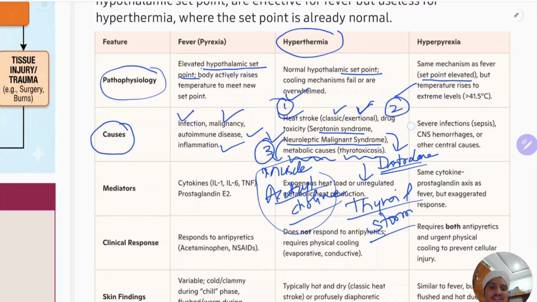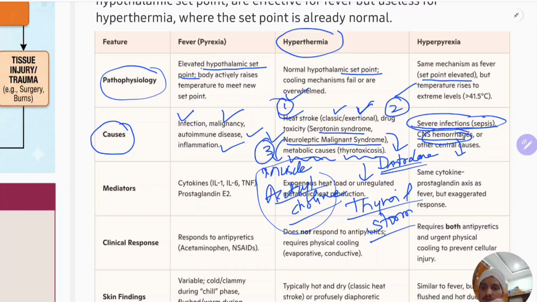Hyperpyrexia you can see classically in severe infections like sepsis, or CNS hemorrhages. These two are important causes. And CNS hemorrhages like hypothalamic stroke patients, because the hypothalamus manages temperature regulation. So any vascular condition like hemorrhage or ischemia to that region may have a hypothalamic stroke like pattern. So with CNS hemorrhages or severe infections, hyperpyrexia can occur. So causes you should remember, mediators you already know.